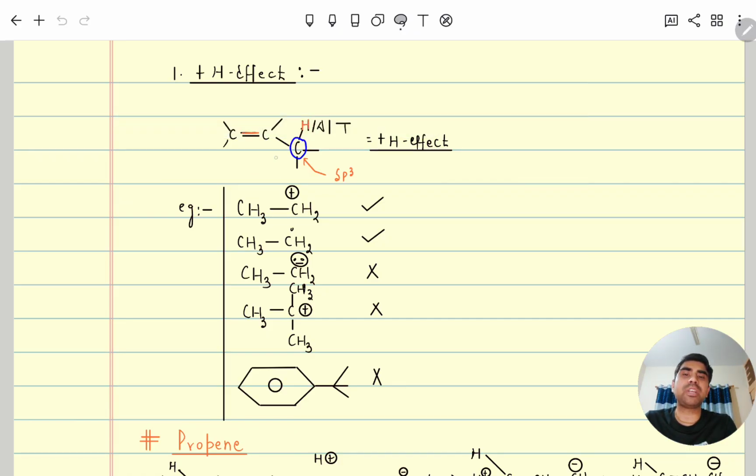So the carbon must be sp3, it must have alpha hydrogen, and the parallel adjacent position must have a pi bond, meaning a p orbital. Then hyperconjugation will happen. So here hyperconjugation is happening, and here also. How? Let's suppose a free radical is there. Free radical means one electron, but the sigma bond has two electrons. So yes, electron will move.